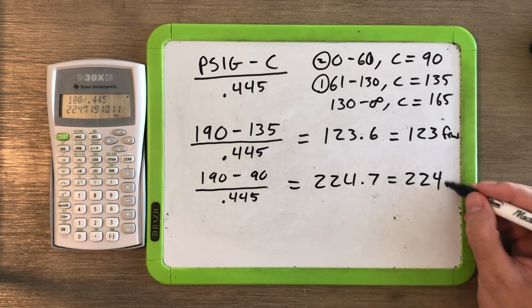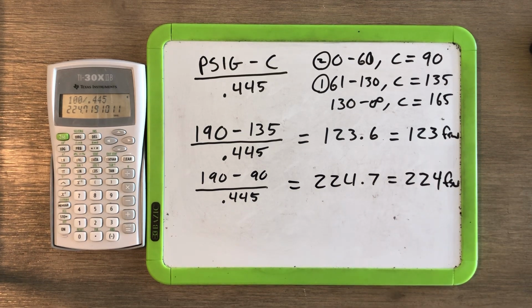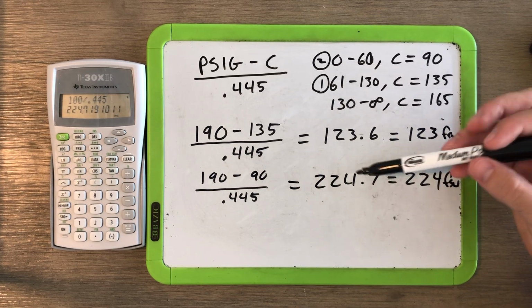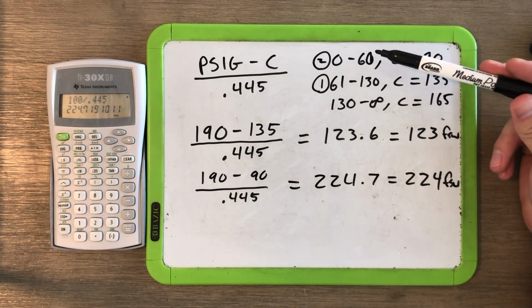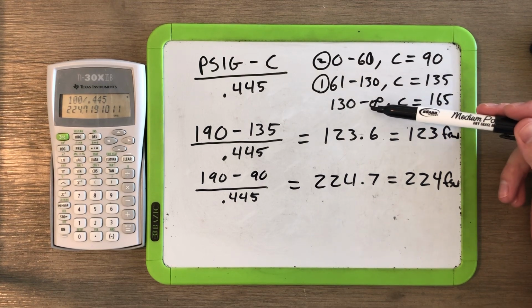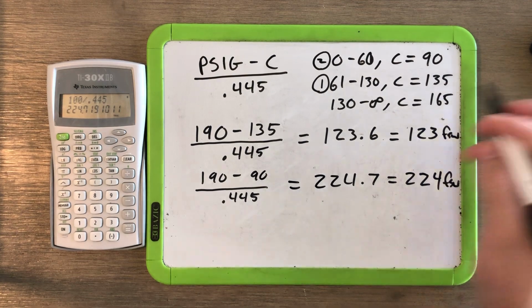We round down, and that gives us 224 feet of seawater. So this might seem a little weird, like why is it deeper than the depth range that we gave it? That's just saying that your cutoff depth, if you're actually going to go this deep, you would need to redo your equation for down here. So we'll redo that really quick and see what we can come up with.